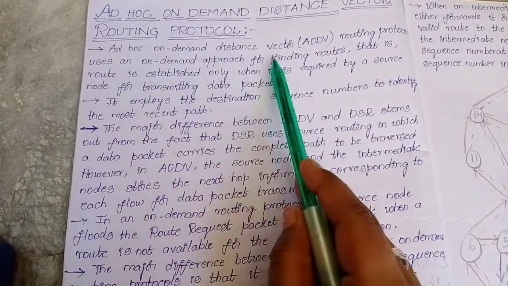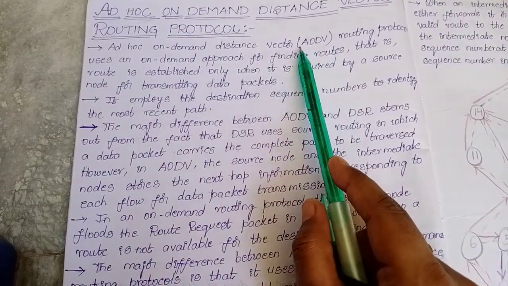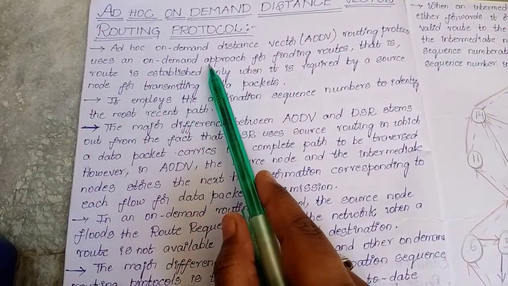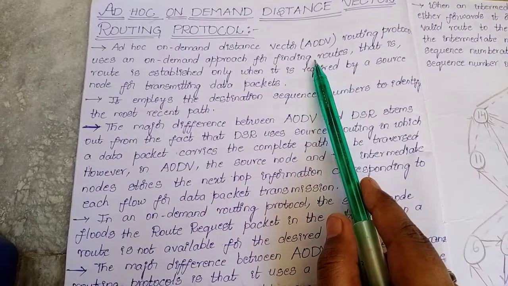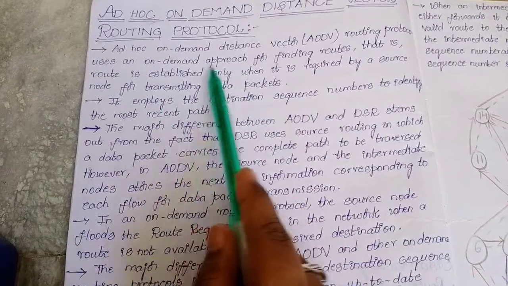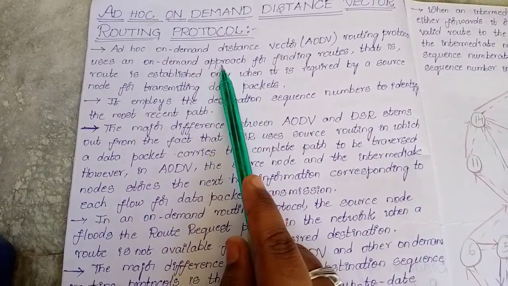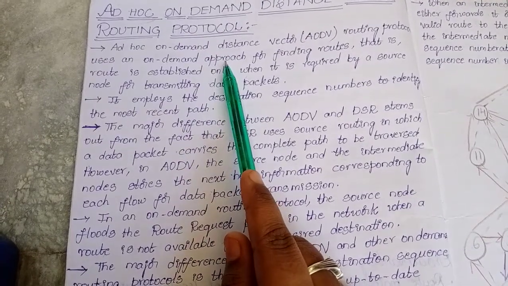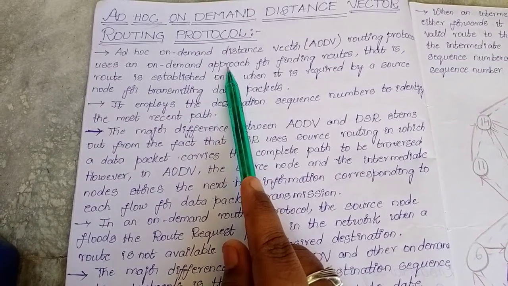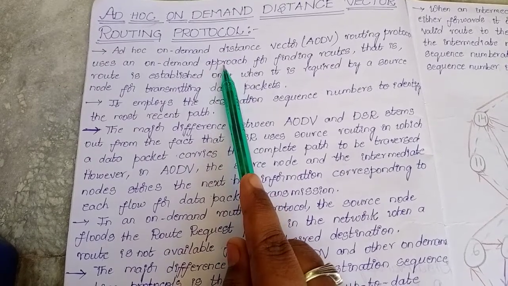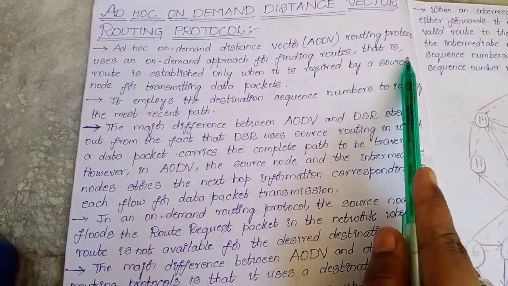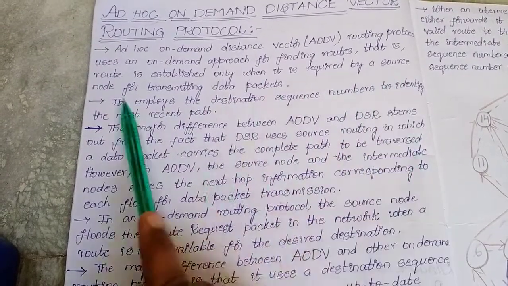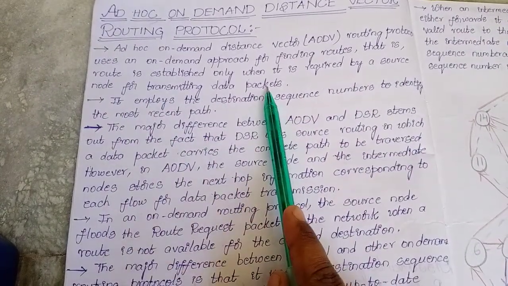Ad hoc on-demand distance vector, abbreviated as AODV, routing protocol uses an on-demand approach for finding routes. As I have already told you, when there is a demand for data transmission from the sender to the destination, only then will the route from the sender to the destination be found. That is, a route is established only when it is required by a source node for transmitting data packets.